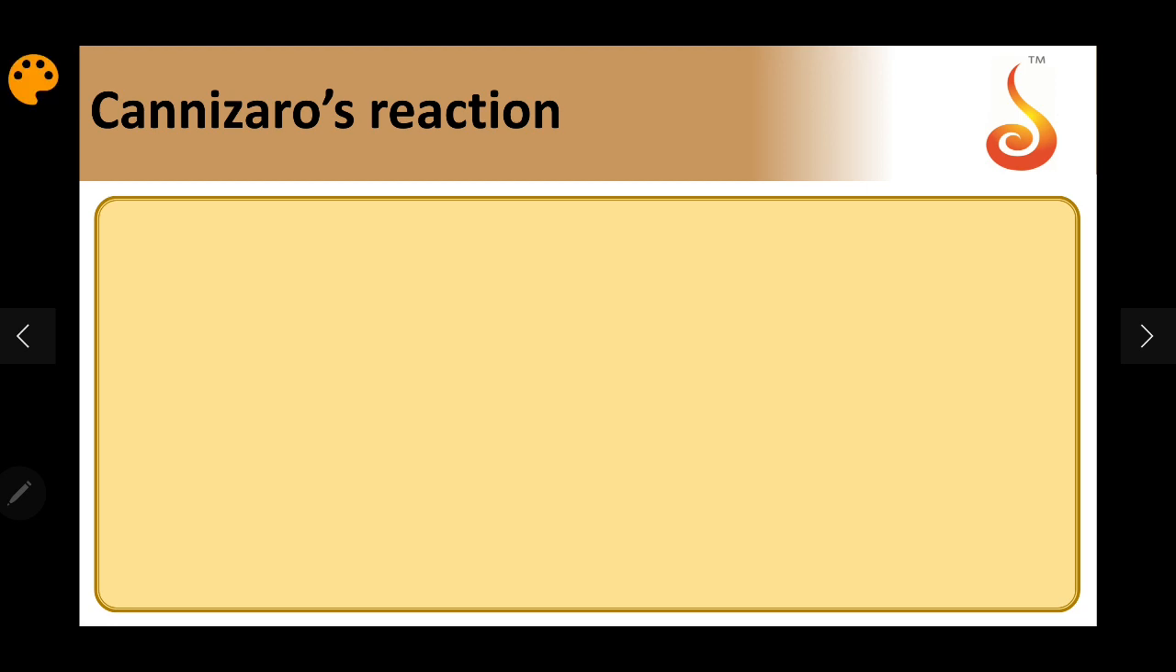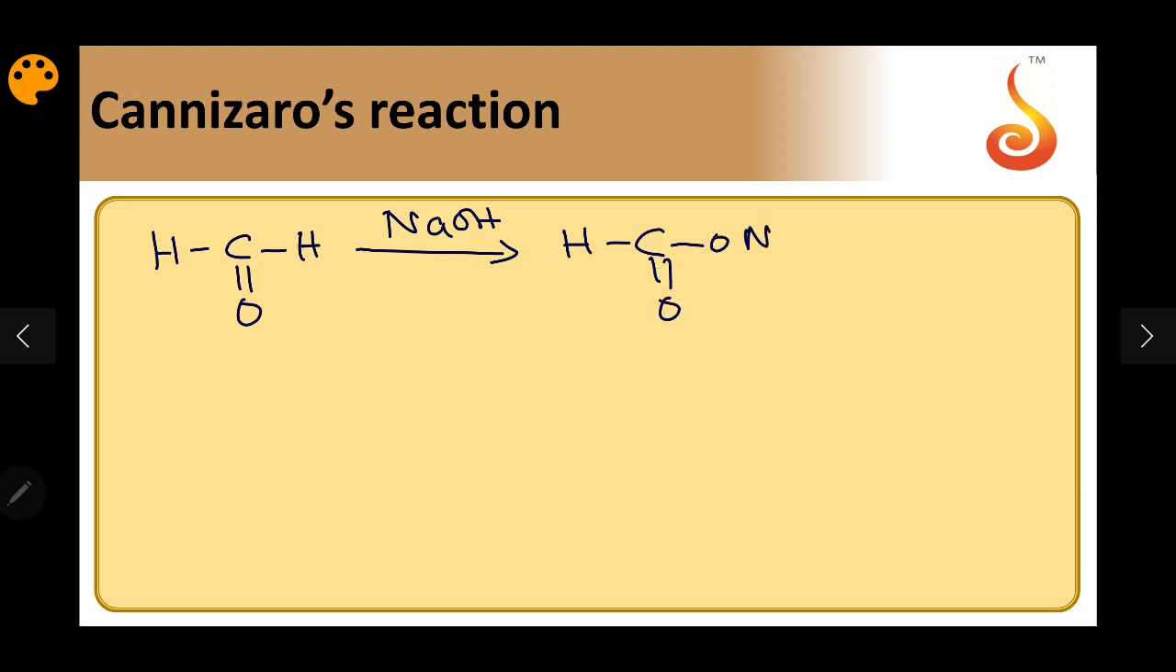Cannizzaro reaction. This is another reaction which is very important in aldehydes and ketones. So here Cannizzaro reaction takes place in the absence of alpha hydrogen. So I will take formaldehyde as an example. Formaldehyde. When I react this with concentrated NaOH, it undergoes disproportionation forming HCOONa and methanol. So this is the Cannizzaro reaction.